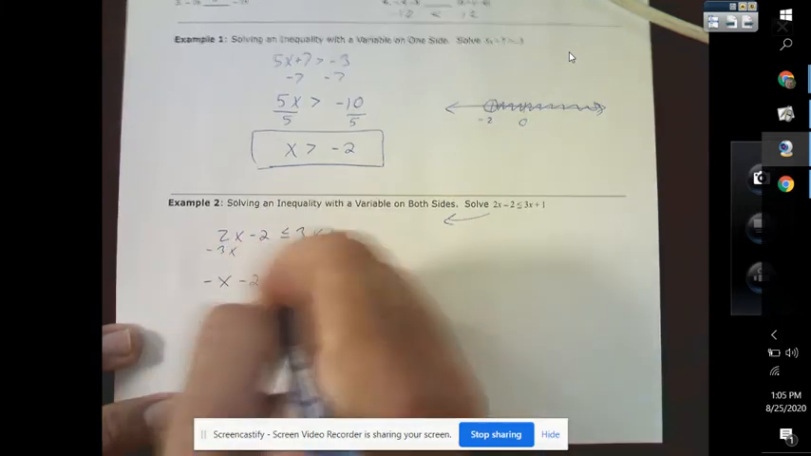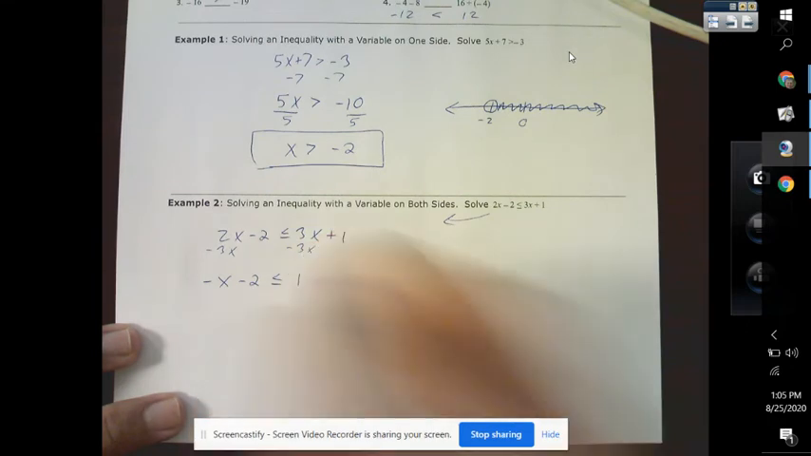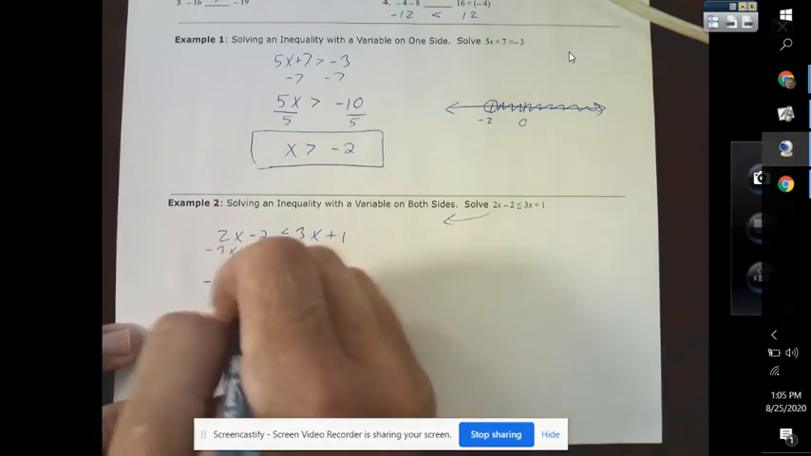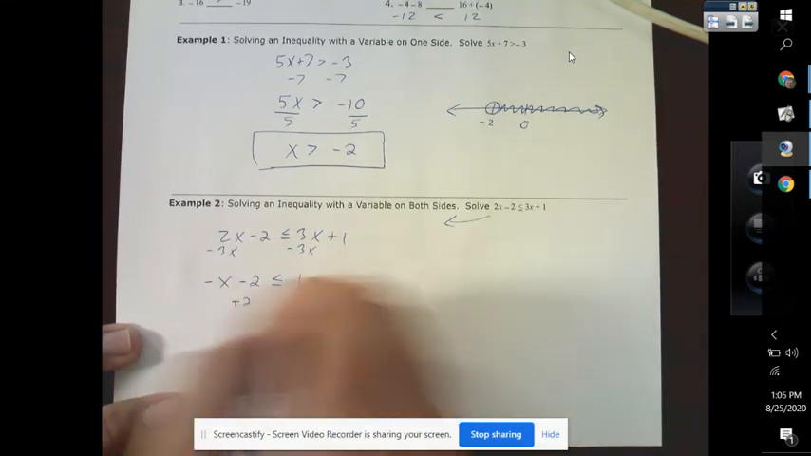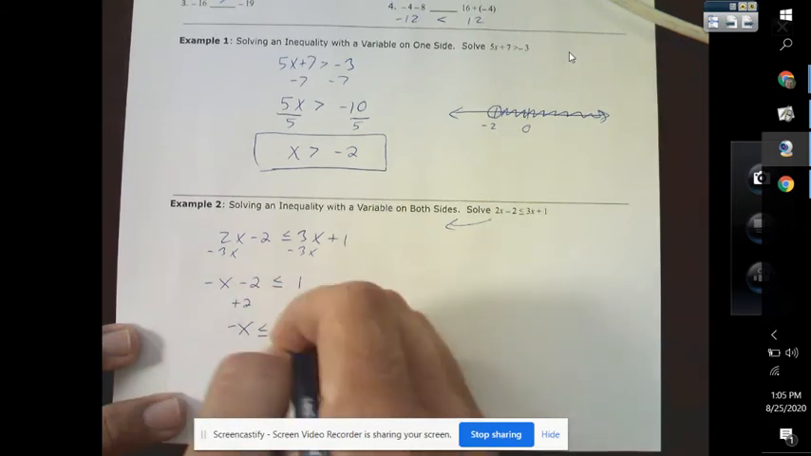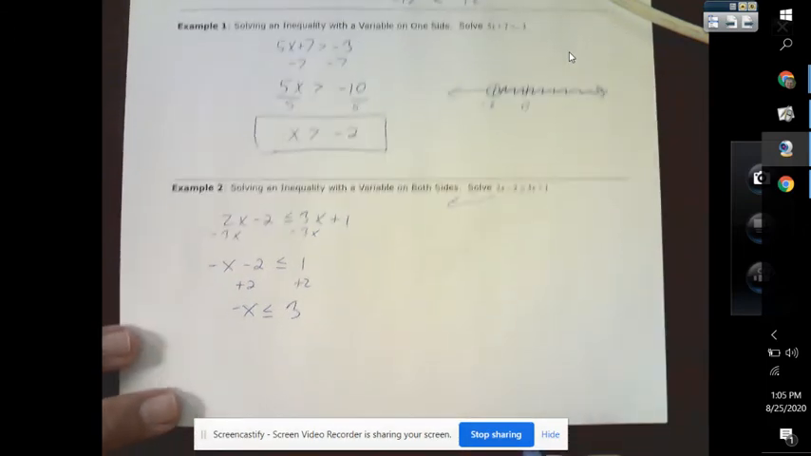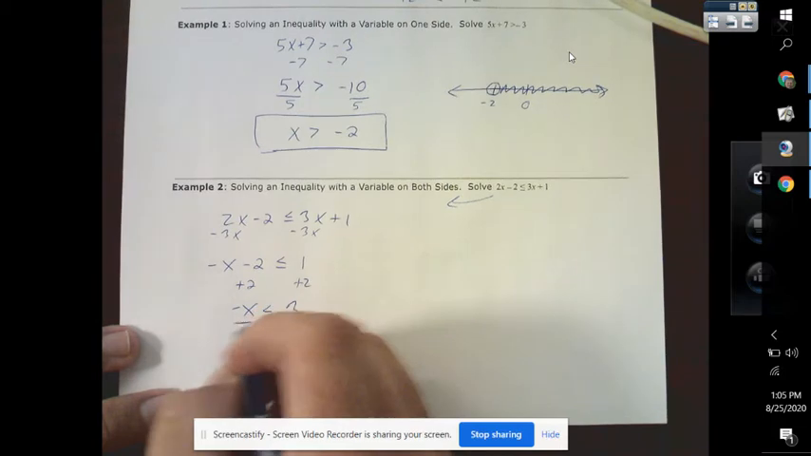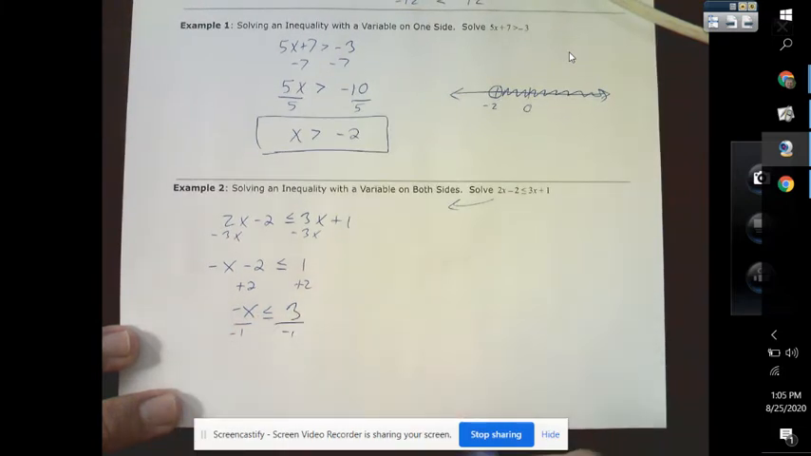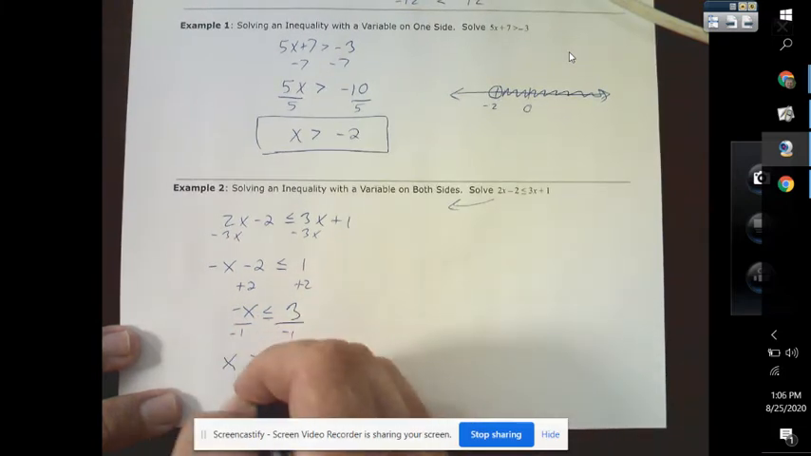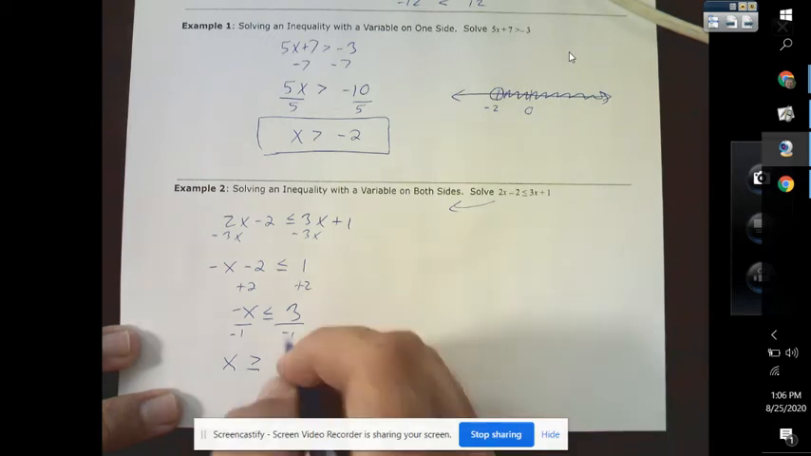Negative x minus 2 is less than or equal to 1. Let's add 2 to both sides. Negative x is less than or equal to 3. And then my last step here is I got to get rid of the negative. When you divide by a negative, what happens to our inequality sign? Well, it flips. So it goes from less than or equal to greater than or equal to.